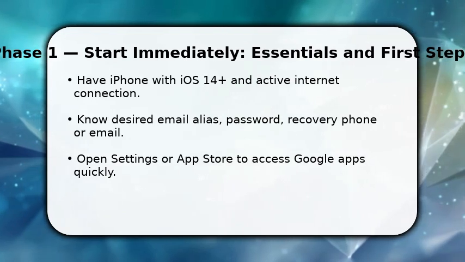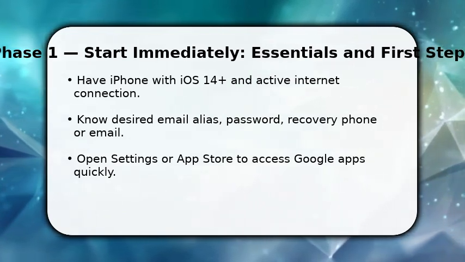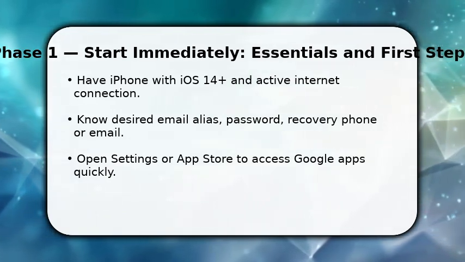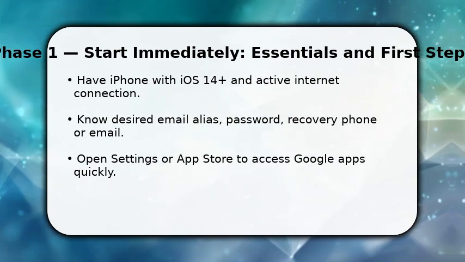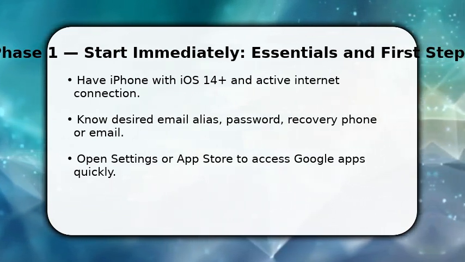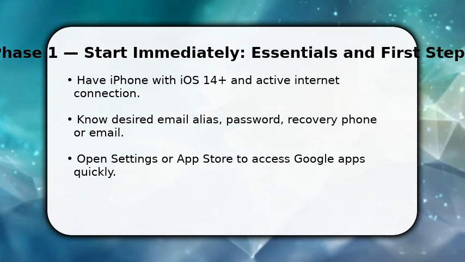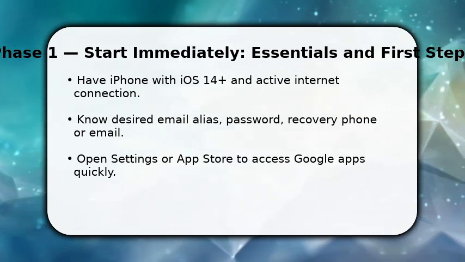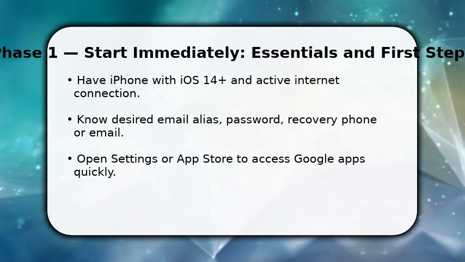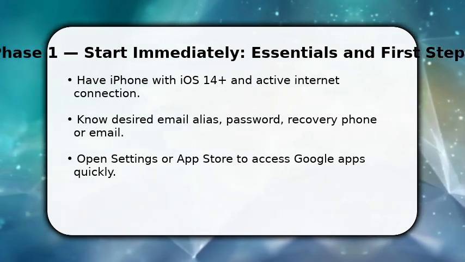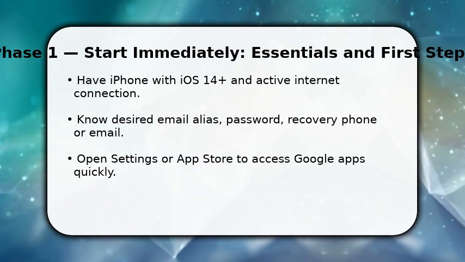You'll begin with a few essentials. Make sure your iPhone is online and you know the email alias and a strong password. Once ready, open Settings or the App Store and search for Google or Gmail because installing an app makes setup quicker. Tap Get or the blue download icon. After install, open the app and tap Add Account, choose Google. This starts the sign-up flow.